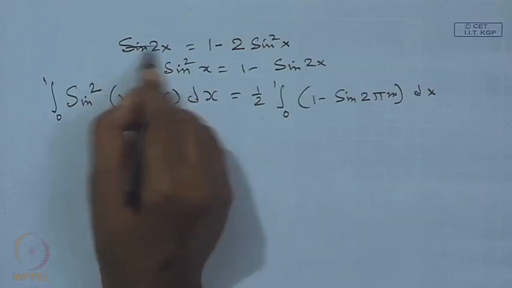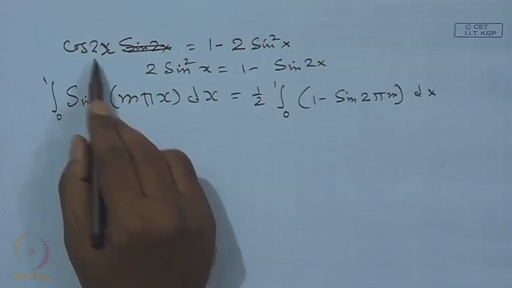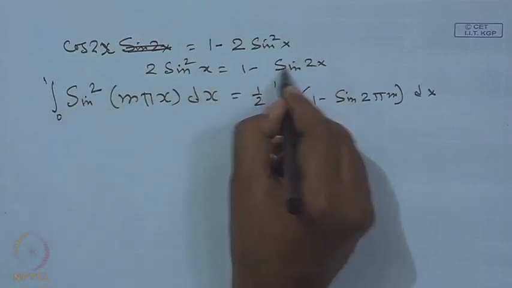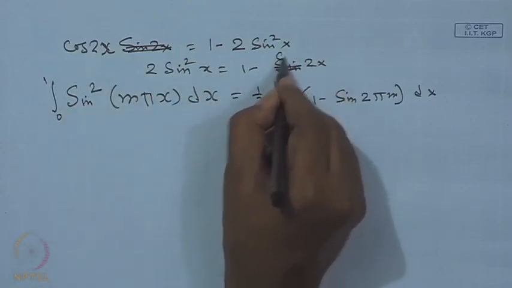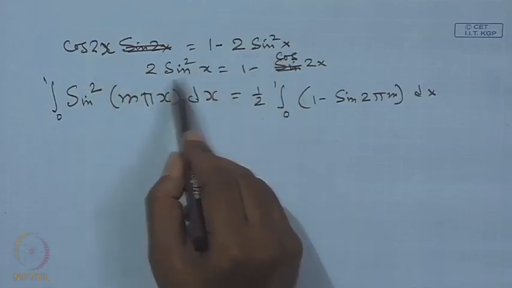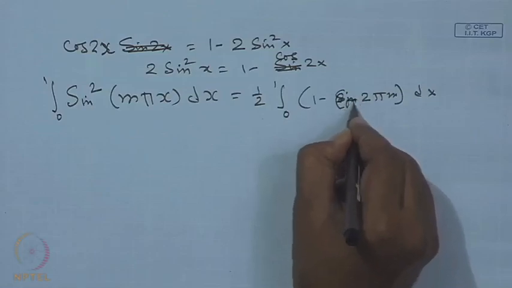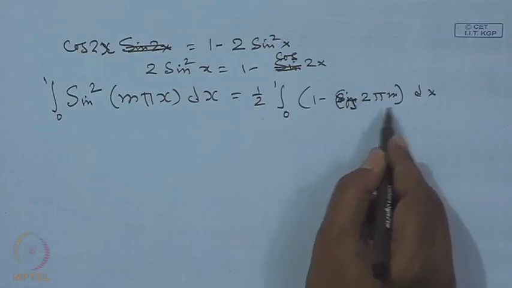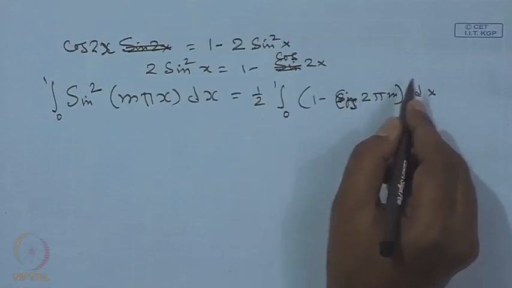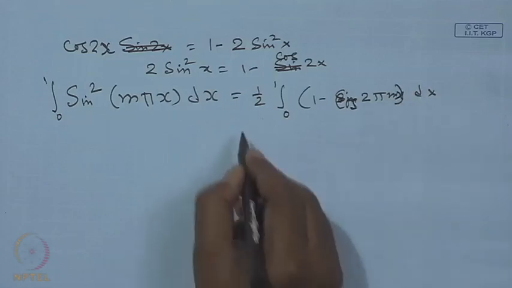So, integral 0 to 1 sin square m pi x dx will be half integral 0 to 1. In place of 2 sin square m pi x, I just substitute 1 minus cos 2 pi m x, dx. There was a mistake earlier: cos 2 x is 1 minus 2 sin square x, so 2 sin square x is nothing but 1 minus cos 2 x. So, carry out this integration.